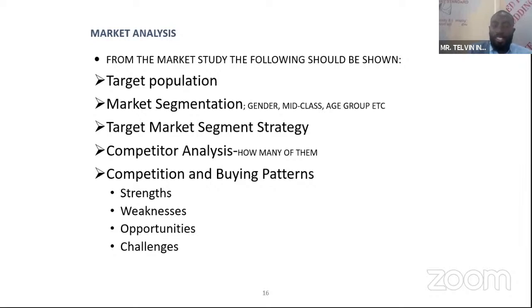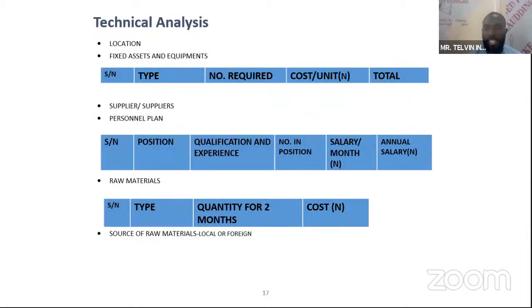What is your strength? Is it that in your area nobody is doing this kind of business? What are your weaknesses? Is it that government loans are not readily available or power supply is not readily available for effective production? What are your opportunities? Is it that in this area nobody has such a product or your product is one of a kind? Then of course the challenges that you face. So all this should be shown in your what? Your market analysis. Now let's go into the next slide and look at your what? Technical analysis.